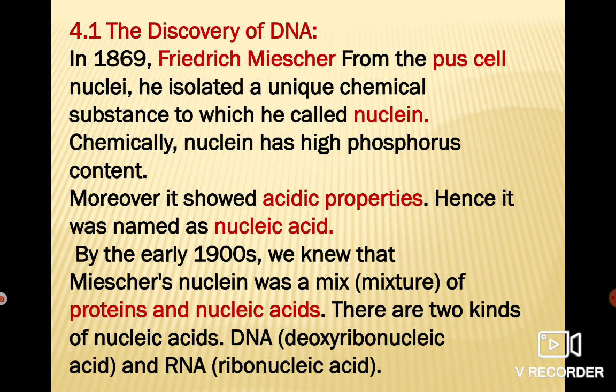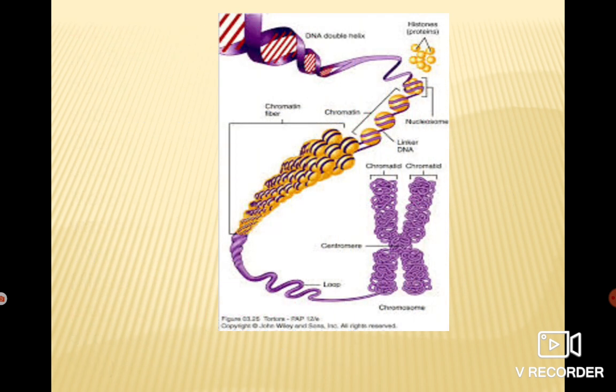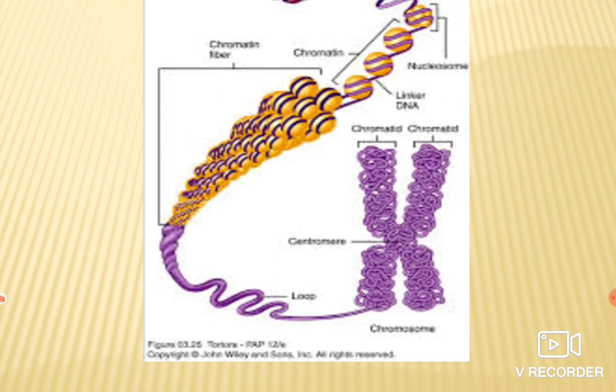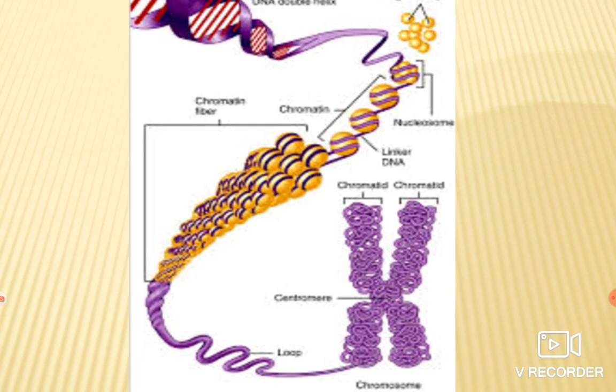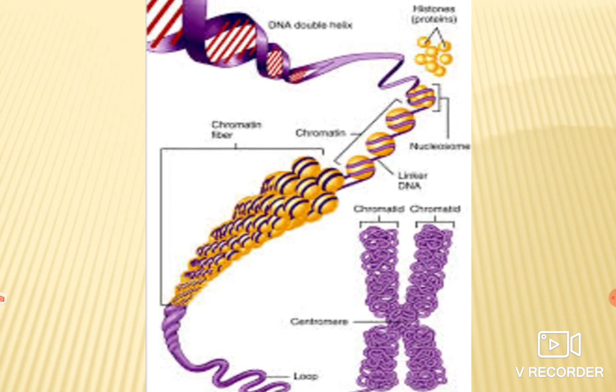Two kinds of nucleic acids are there: DNA, that is deoxyribonucleic acid, and RNA, that is ribonucleic acid. See here, the structure of a chromosome is shown. A chromosome is made up of chromatids, and each chromatid consists of a nucleosome fiber, or chromatin fiber. This chromatin fiber is made up of nucleosomes and DNA, which is wrapped around them.